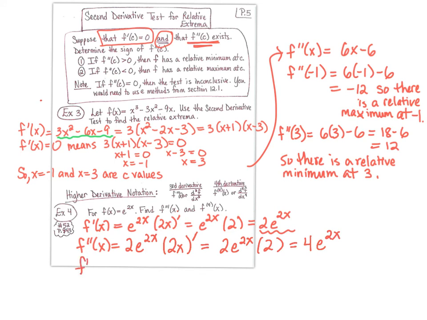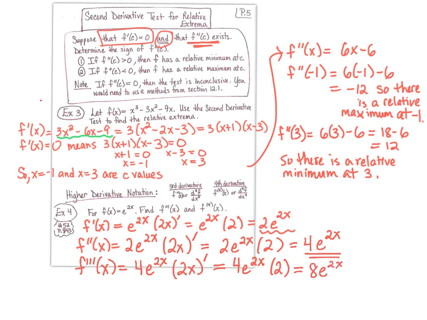f triple prime of x is what we get when we differentiate that. So this is 4e to the 2x. We get itself times the derivative of 2x. It's the chain rule part. So you get 4e to the 2x, and by now you probably know what we're going to have, times 2. And that's 8e to the 2x.